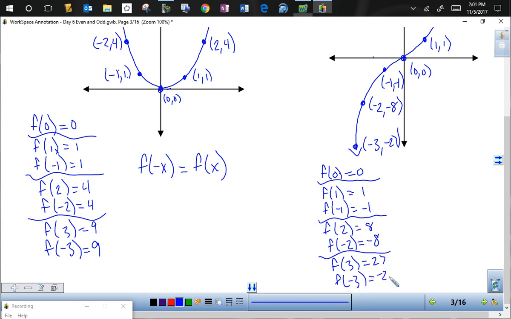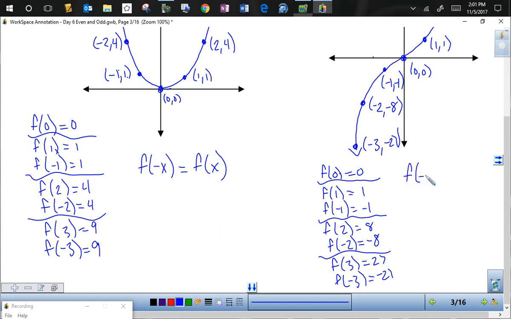Okay, last time when we plugged in opposite x values, we got the same y values. So we're going to look at what's happening over here. We plugged in opposite x values and got opposite y values. Okay, they're the same magnitude, they're the same size, but they're different values. One's positive, one's negative.